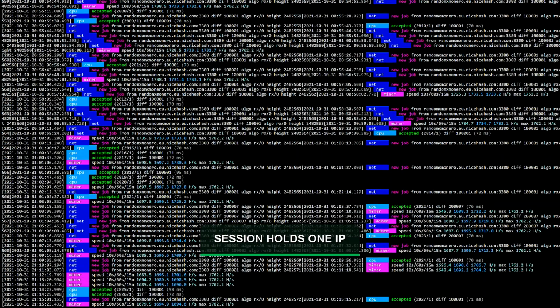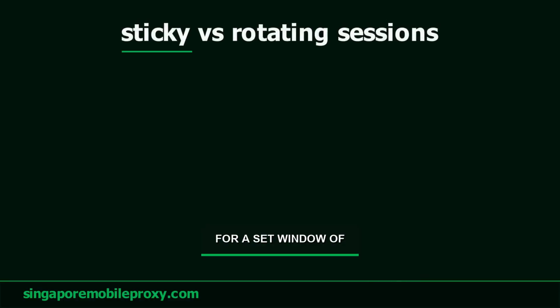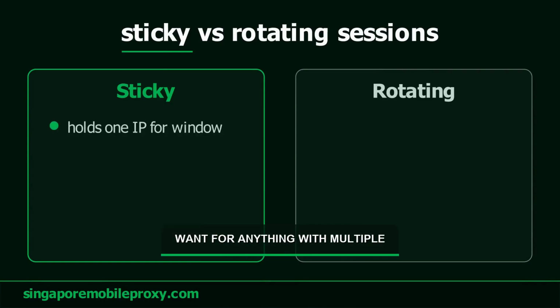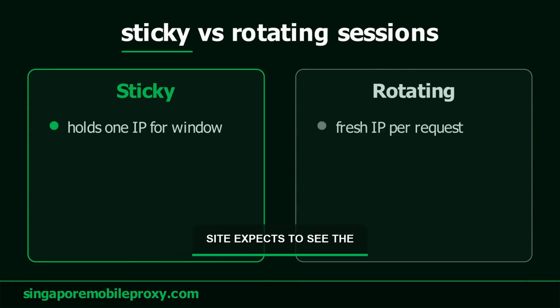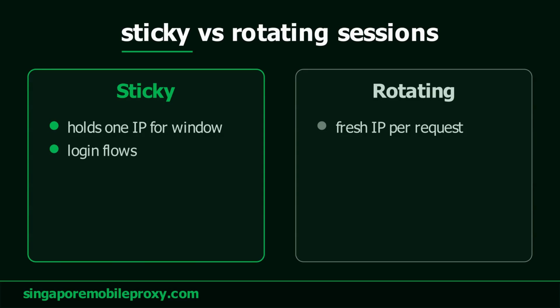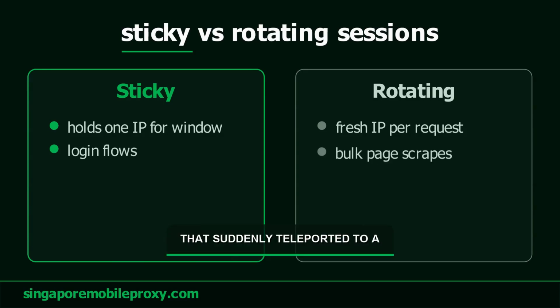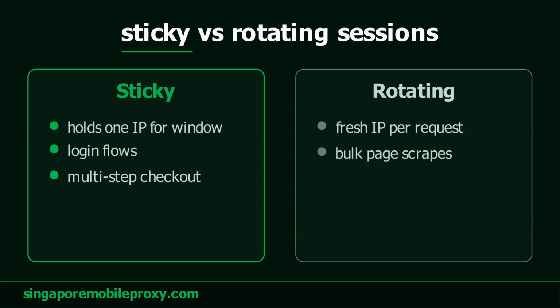A sticky session holds one IP for a set window of time. That is what you want for anything with multiple steps. A login, a checkout, any flow where the site expects to see the same person across several requests. If the IP changes halfway through one of those flows, the site sees a session that suddenly teleported to a brand new address, and that is a loud red flag.